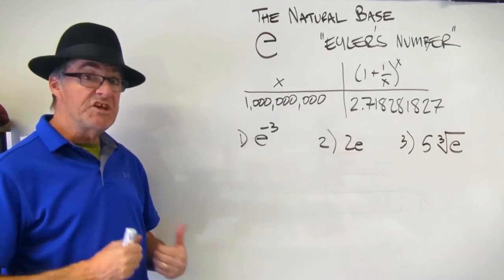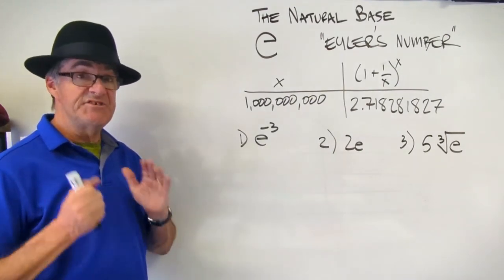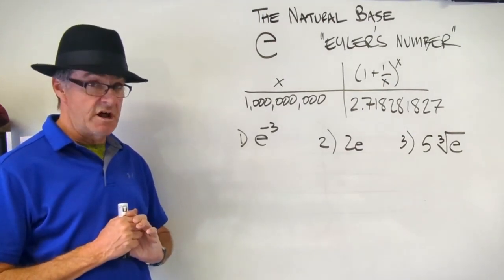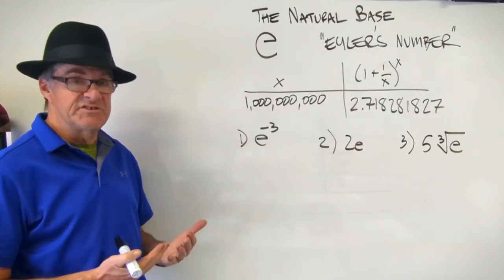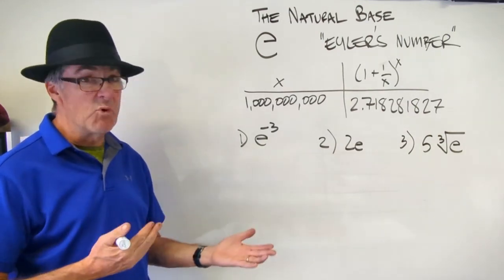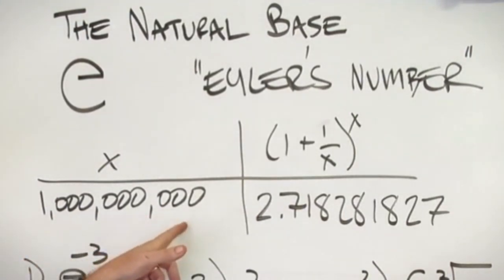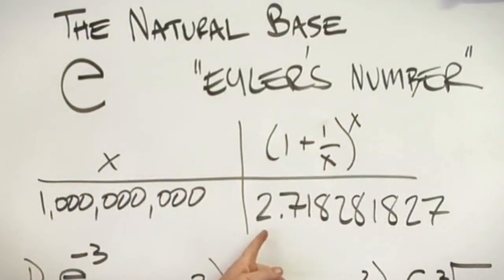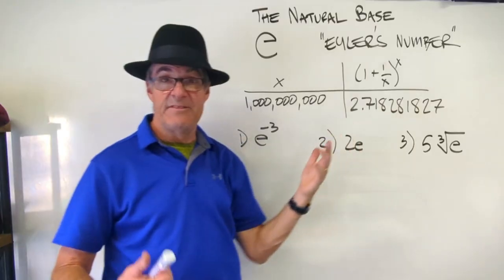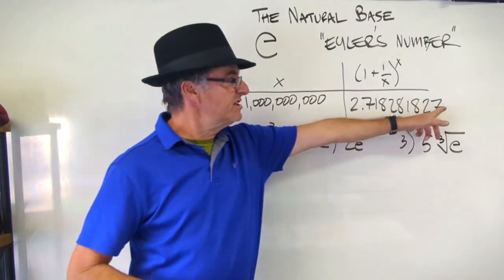Let's get a really good approximation of e. Now, e, like pi, is irrational. It goes on and on and on forever. So you can never write it down exactly. You just can't, because your last digit is going to round in some way. But if we put in 1 billion for x, that's one with 9 zeros, and we do (1 + 1/x)^x, plugging 1 billion in for x, we get this number, 2.718281827. That's e to quite a few decimal places. So here's an approximation of e.